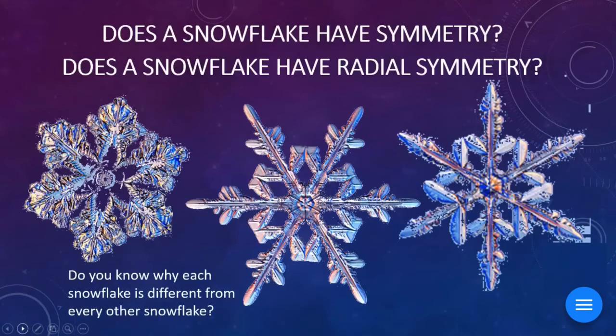Do you know why each snowflake is different from every other snowflake that falls? It has to do with its journey down to the earth. So when the snowflake forms in the clouds, as it's buffeted, it hits other snowflakes on its way down to the ground and spins and twirls and freezes and unfreezes and freezes again until it makes the snowflake that we see as it reaches the earth. And that whole process makes each of them different.